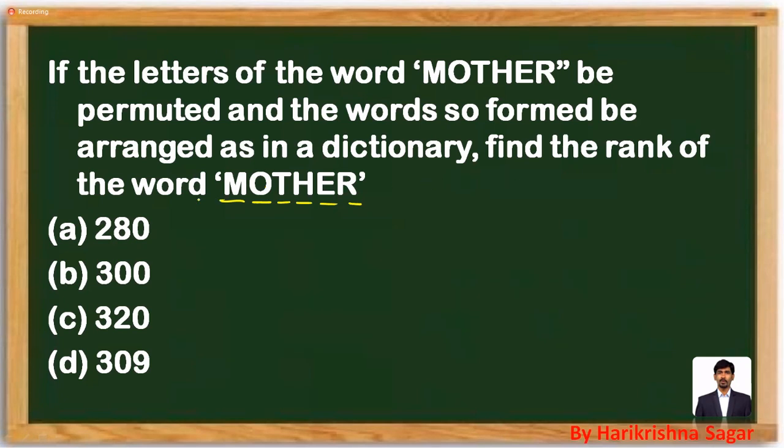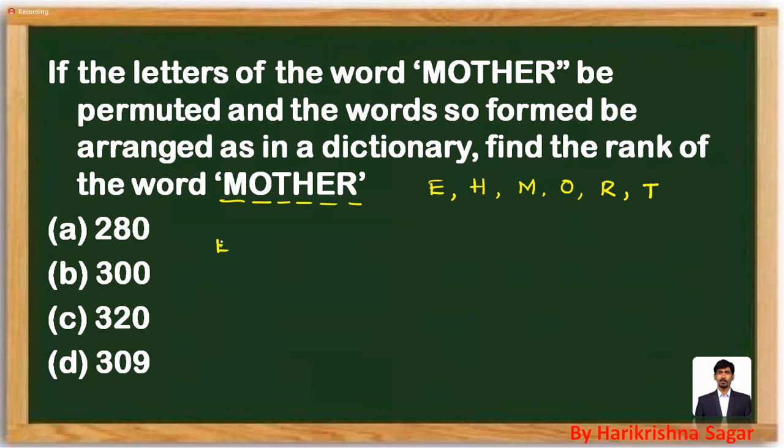So if you rearrange them, what is the rearrangement of this? Just rearrange them as per the dictionary order. So A, B. First we are going to see E. Next, as per the dictionary order, it is going to be H. Next, M. Next, O. Next, R. Next, T. So this is the dictionary order for the letters which are available.